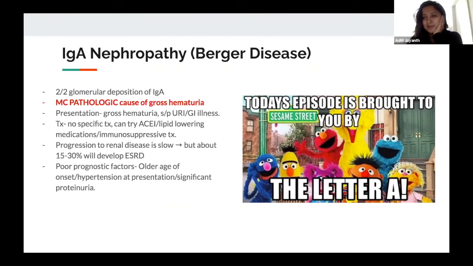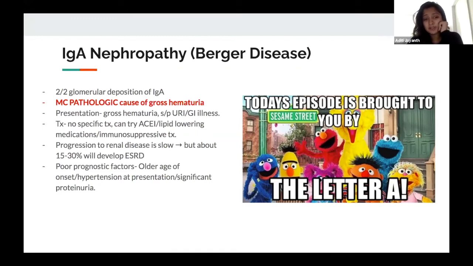The other one to keep in mind, which we don't always think about, is IgA nephropathy, or Berger's disease. It's due to glomerular deposition of IgA. It's actually one of the most common pathologic causes of gross hematuria. It also presents, I feel like, with every other peds condition, after a URI or GI illness, just with gross hematuria. They may not be symptomatic otherwise. Depending on how much they're having, you can have edema, things like that.